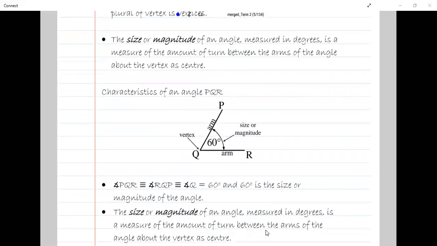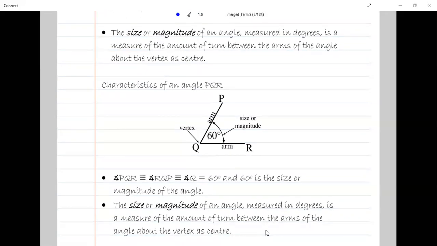Continuing, this says the size or magnitude of an angle, which is measured in degrees, is a measure of the amount of turn between the arms of the angle about the vertex as center. So in a sense, here you have the diagram. Q is the vertex. The vertex is the point where the two straight lines meet. Now, the amount of opening or turn between the two straight lines that meet is called the size or magnitude of an angle.